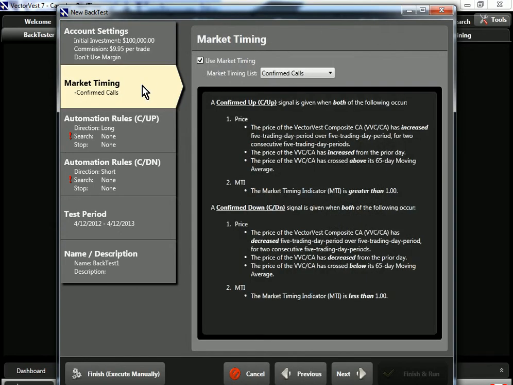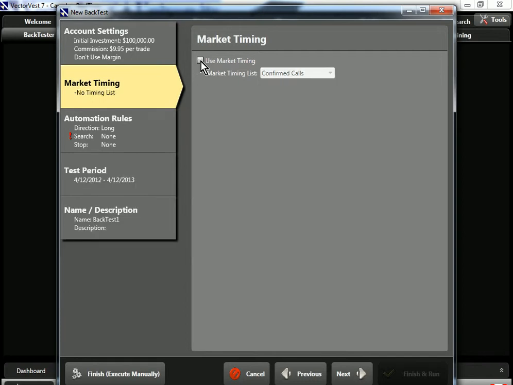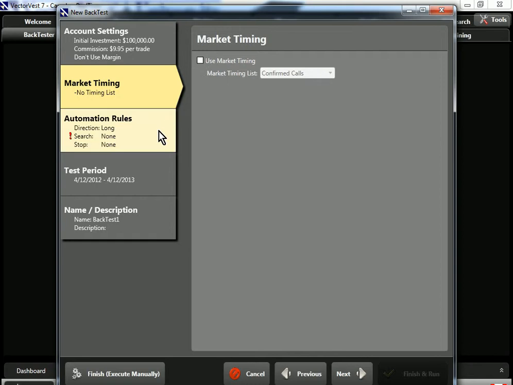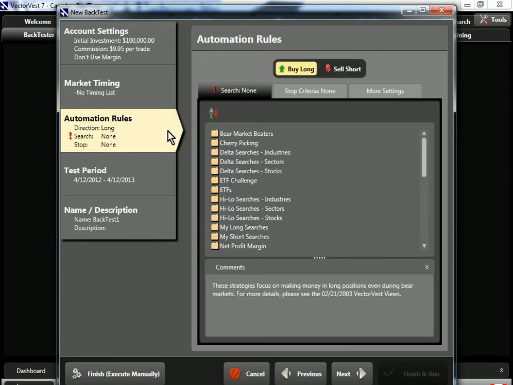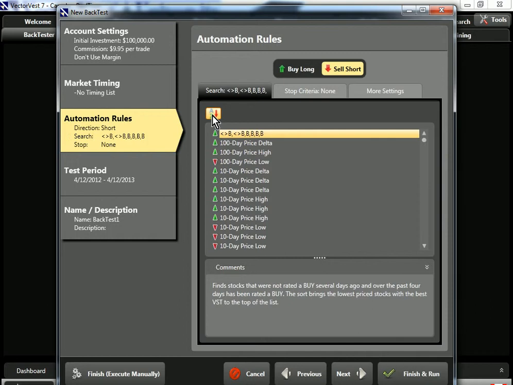In market timing, I'm going to uncheck use market timing, and this is great because anybody that has VectorVest can follow along. In automation rules, the first setting is to sell short. Next, we need to go find that search, and that was Marathon Short. The easiest way is to sort alphabetically and simply scroll down the list.